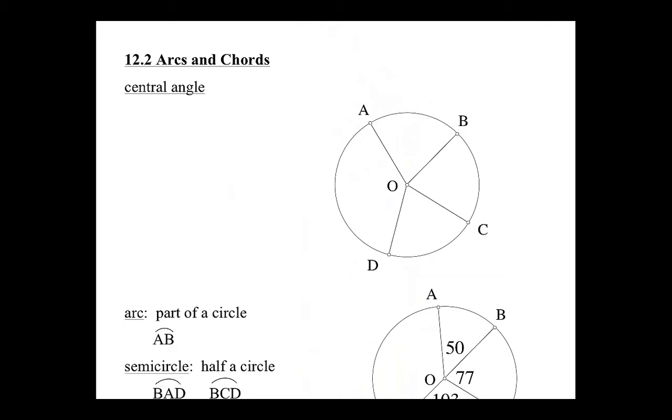Section 2 of Chapter 12 is still more vocabulary, but we're going to be talking about arcs and chords and their relationship within the circle. So let's start by describing what a central angle is. It's going to be very key to lots of our theorems. A central angle is an angle that is created by two radii.